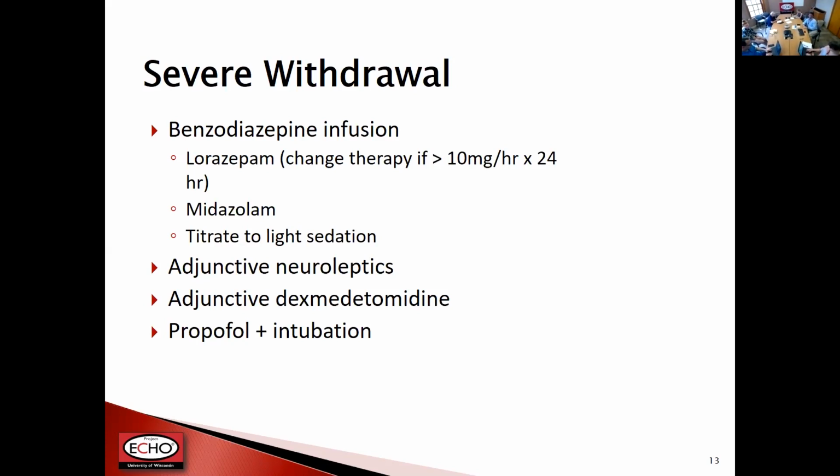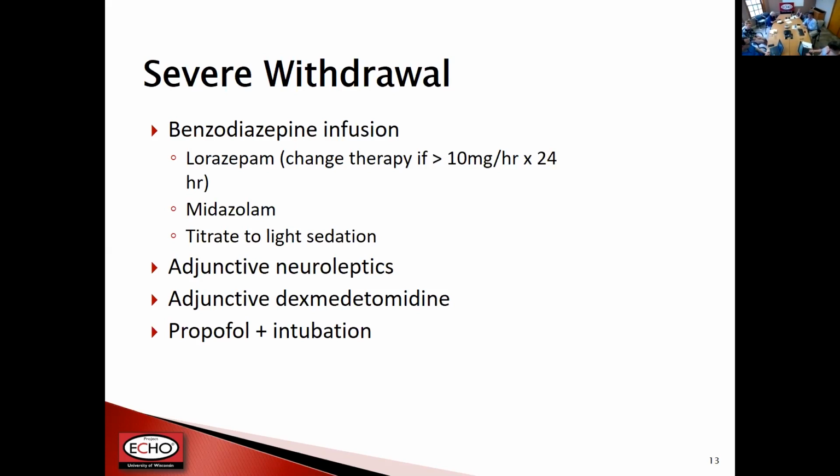The polyethylene glycol vehicle can cause a metabolic acidosis. So if that agent is used via infusion at higher doses for longer periods of time, 24 hours or more, it's worth thinking about a switch to midazolam, whose vehicle doesn't have that toxicity associated with it.